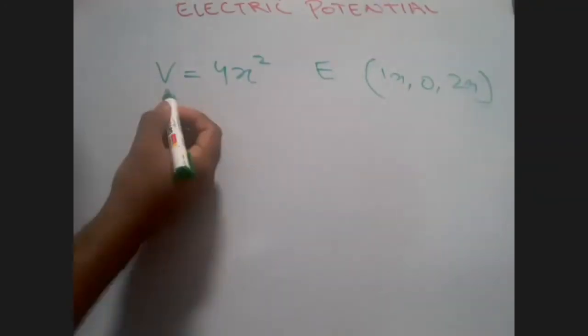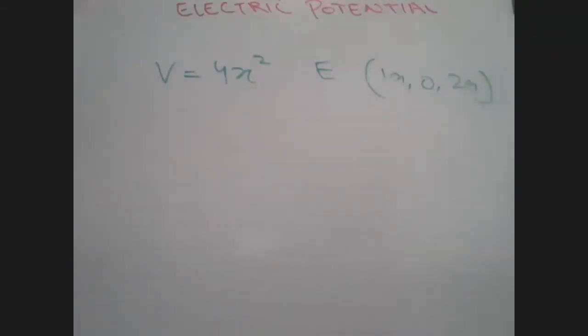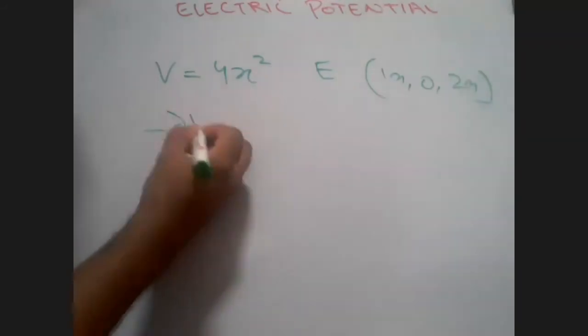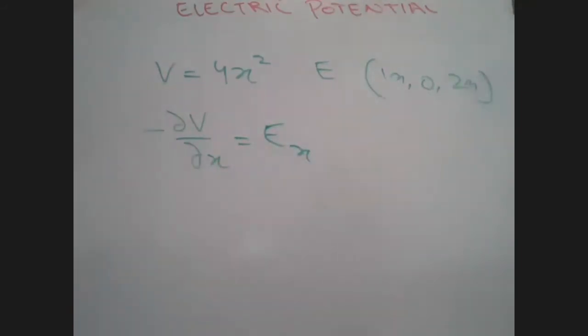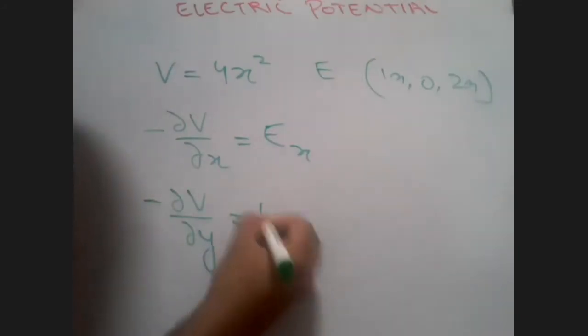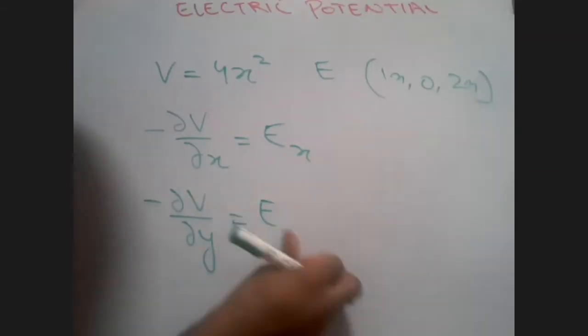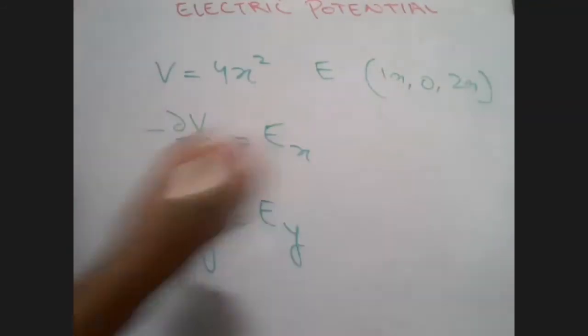Okay, I'm telling you that there's a potential which is given by 4x square. We have to find out the electric field intensity at 1 meter, 0 and 2 meters. So I told you yesterday, and just now we saw the formulas: minus del v by del x is equal to Ex, the electric field intensity in the x direction. Similarly, minus dv by dy is going to be Ey, and you can similarly imagine it for the z coordinate, that is minus dv by dz. Okay, so first we'll just see what we have.